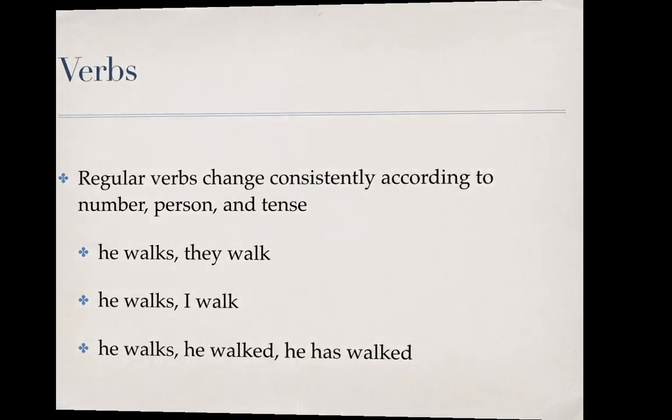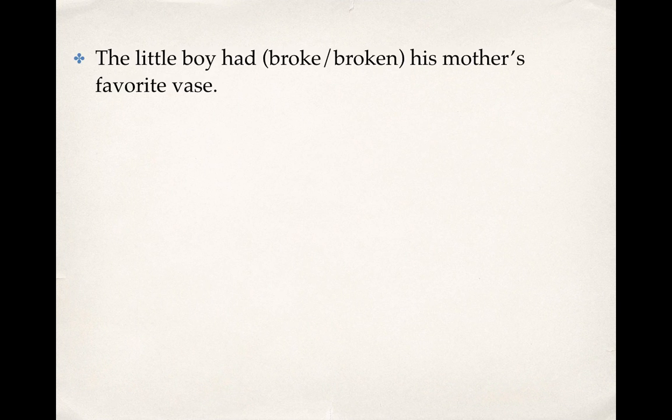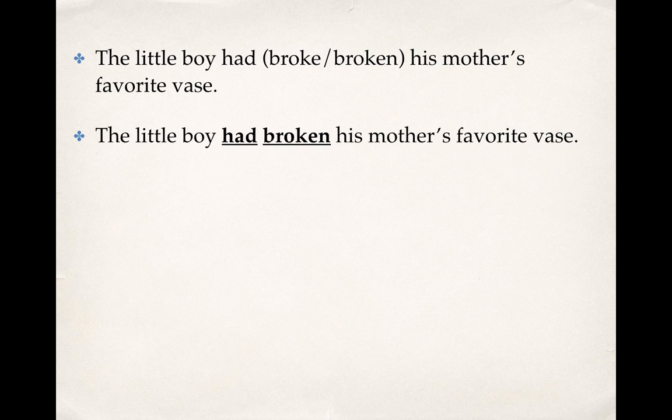So I'm just going to walk you through a couple examples first. On a test, you might see a sentence like this. The little boy had broke or broken his mother's favorite vase. So you have to choose, is it broke or broken? This one to me is pretty easy. The little boy had broken his mother's favorite vase. And what makes this one easy is the helping verb had. What makes it a past participle? We use that third column in the chart, if you're looking at the chart of irregular verbs in your textbook, right next to the verb.